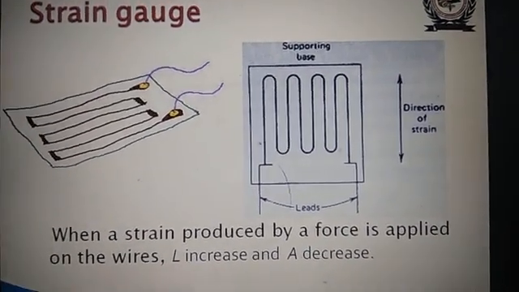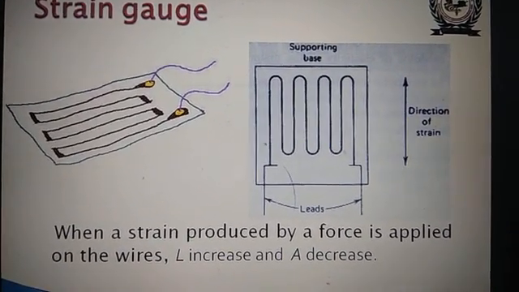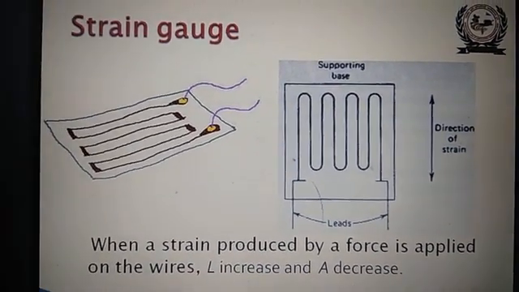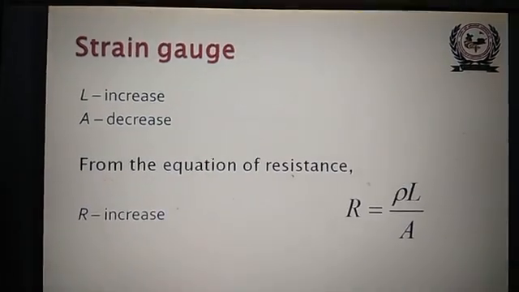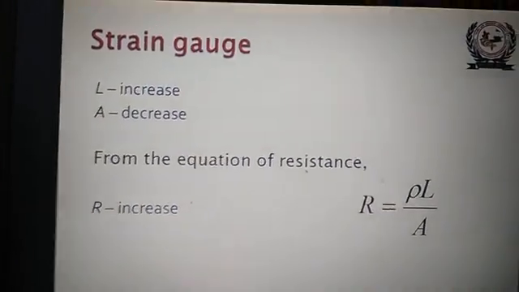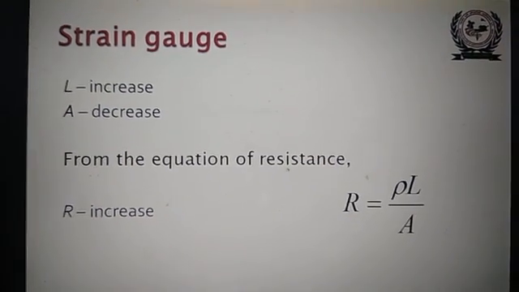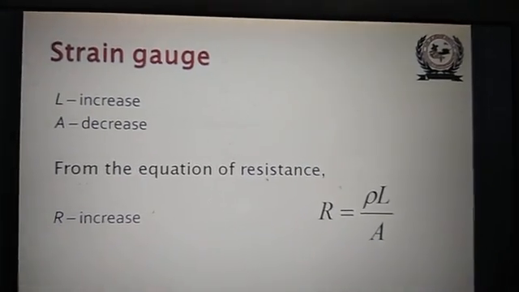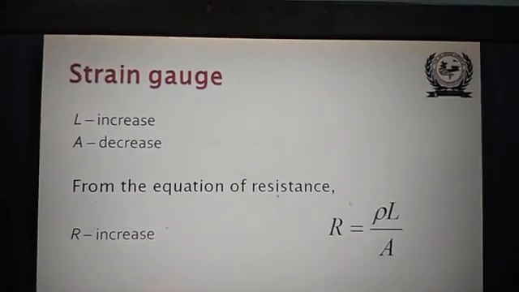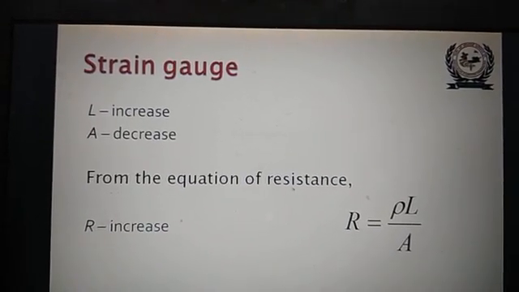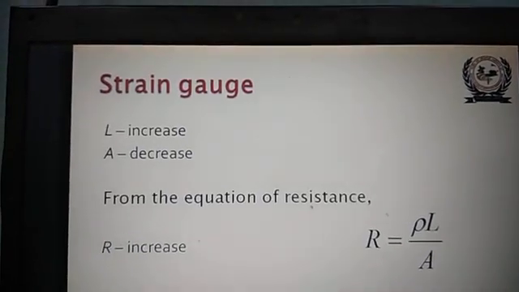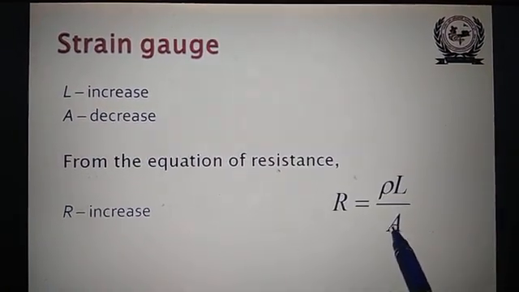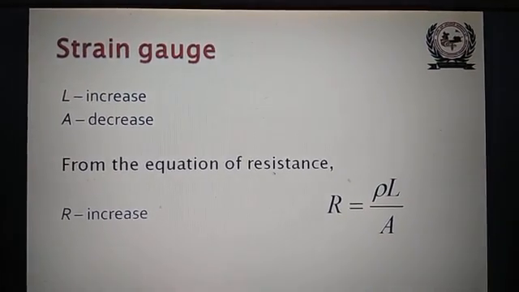When a strain is produced by a force applied on the wires, its length increases and area decreases. This is the structure of the strain gauge, where length increases and area decreases. From the equation of resistance, you know R is equal to rho L by A. So length increases and area decreases, which means resistance increases.